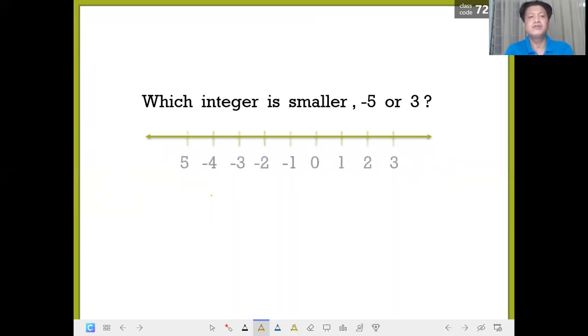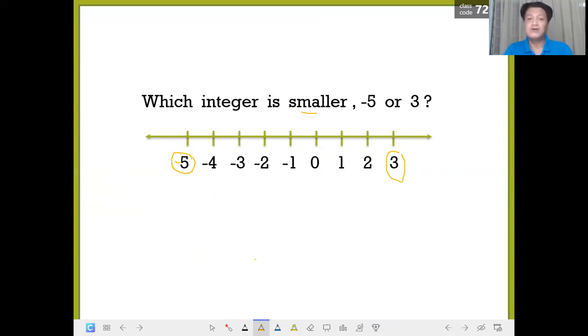Okay, another, number 2, we have: which integer is smaller? Is it negative 5 or 3? Okay, kung titignan natin, di ba, if this is negative 5, merong negative dito, at yung positive 3, di ba, ang tanong dyan is smaller. Sino ba ang mas maliit na value? Di ba, paano ko ba malalaman? Kung sino ang mas malayo sa 0.